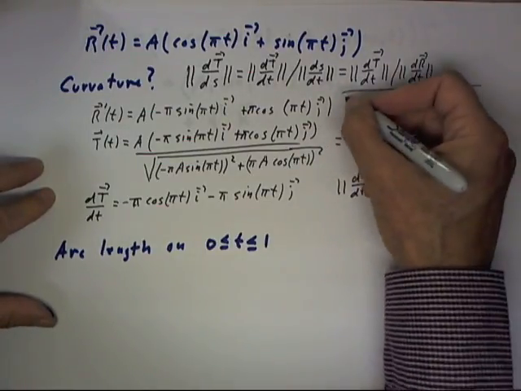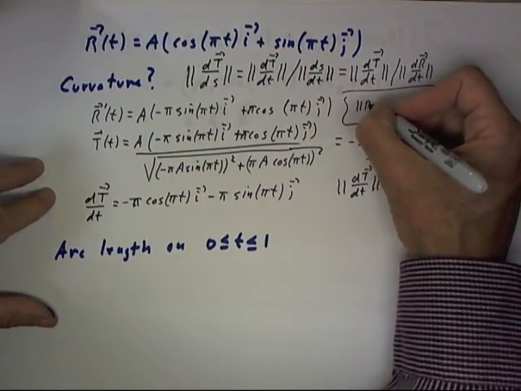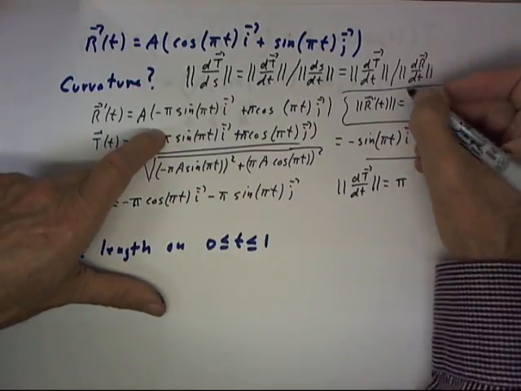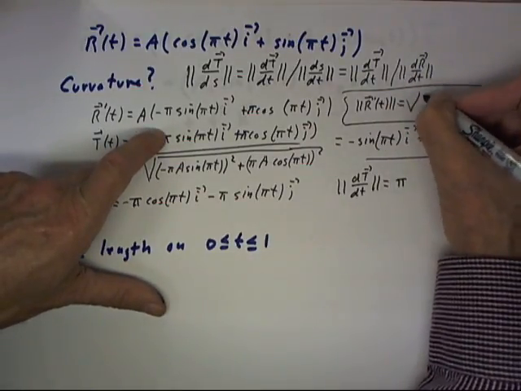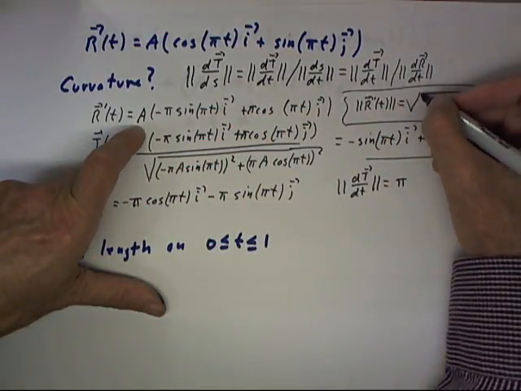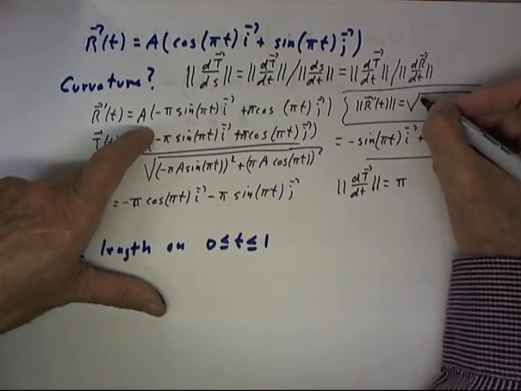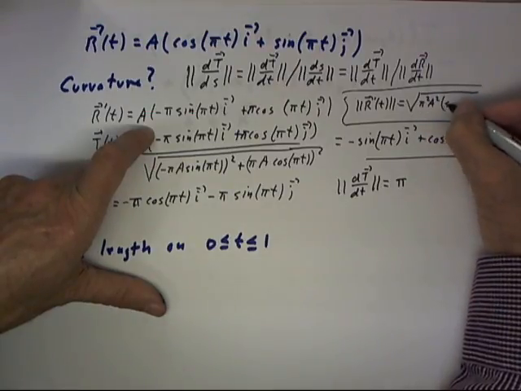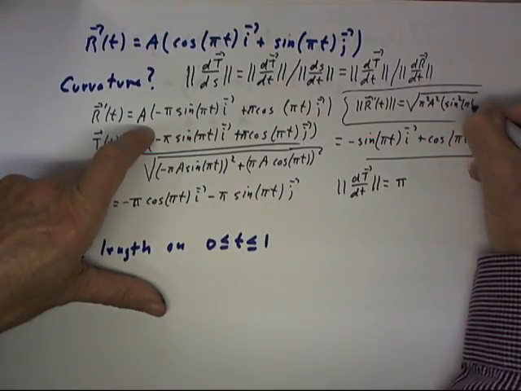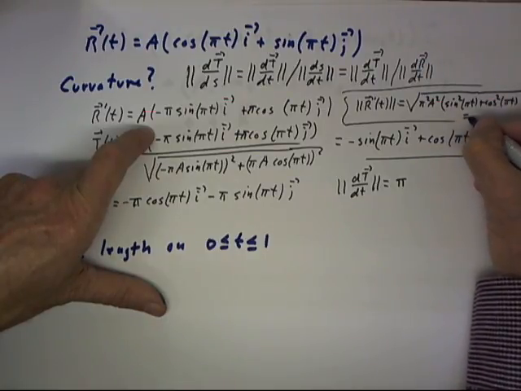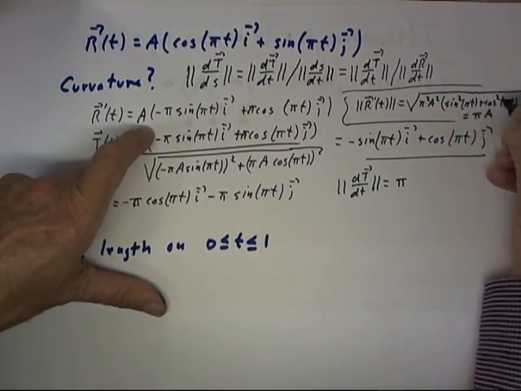So let's note here that the magnitude of r prime of t is what? Well, that's just going to be the square root of this squared plus this squared. We're going to have a pi a in each of the factors. We're going to have pi squared a squared, and then we're going to have a sine squared of pi t plus cosine squared of pi t. And that's going to equal pi a.